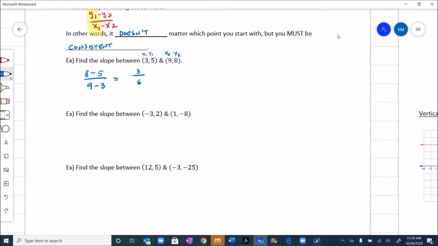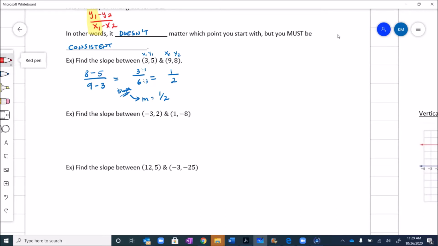And then once we get to this answer, we want to see if we can simplify all the time. So we want a simplified answer. Okay, so here I can say that we can simplify, take 3 out of each of these. 1/2. My slope for this problem is 1/2. And m stands for slope. You'll see that a lot. Okay.